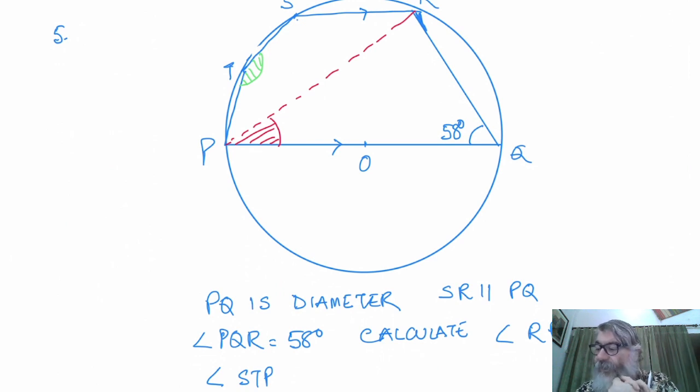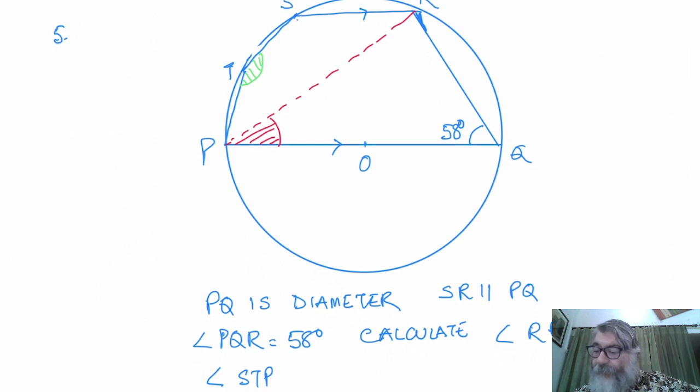PQ is the diameter again. PQ is the diameter. That means it is dividing the circle into two equal halves. Each half is a semicircle. SR is parallel to PQ. He's using too much property about parallel lines, so it is important to understand the parallel line property. PQR is 58. Calculate RPQ, which is given in red color.